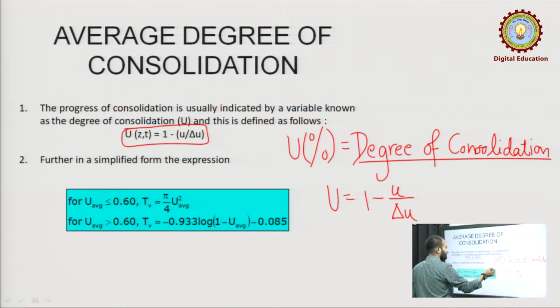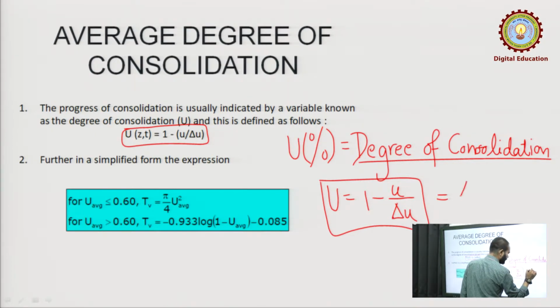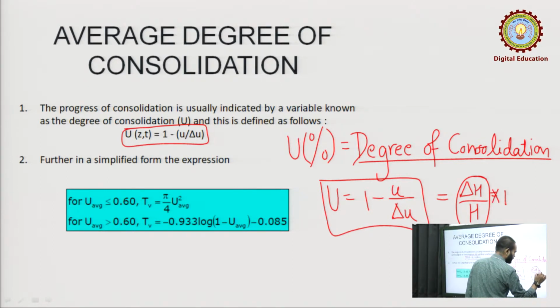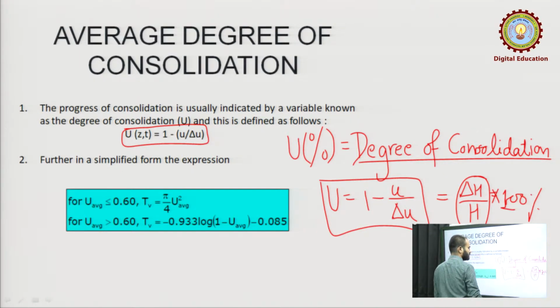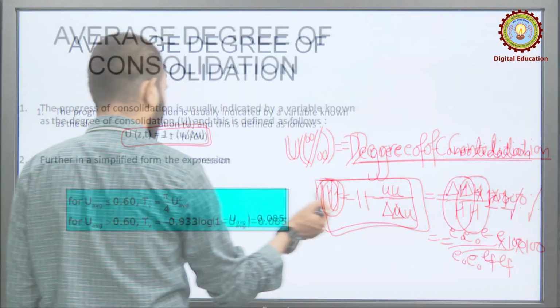Generally, we do not use this formula, because we generally use the formula which we also derived yesterday, such as delta H upon H. Just multiply it by 100 to get the percentage or degree of consolidation. Or you can also use the formula e naught minus e upon e naught minus e final, into 100, which will give you the same value of U. So, these are also the formulas.